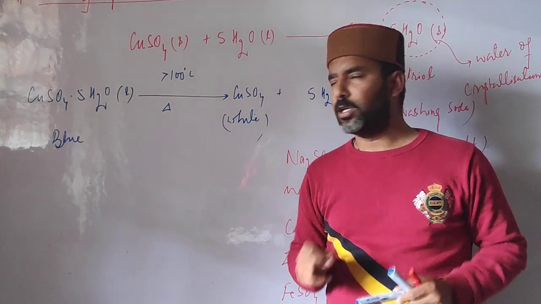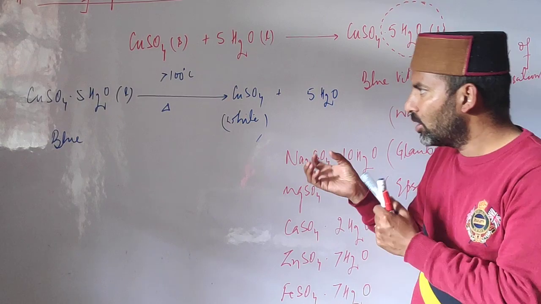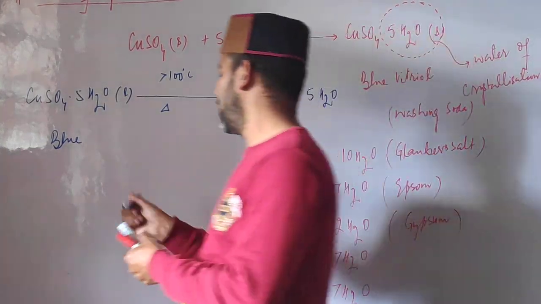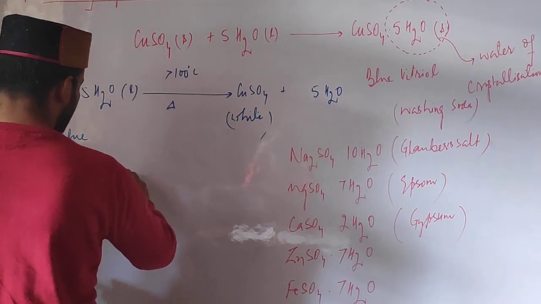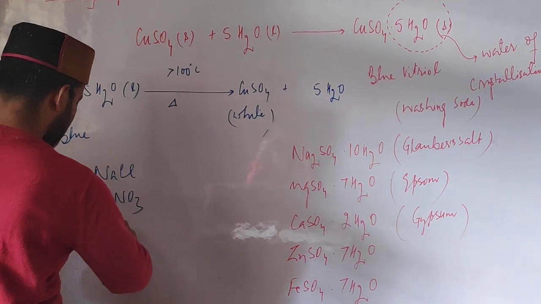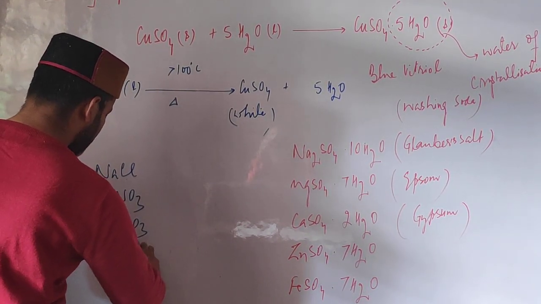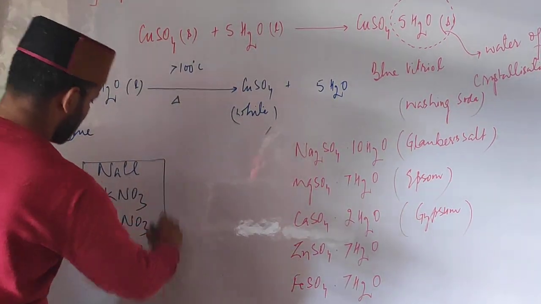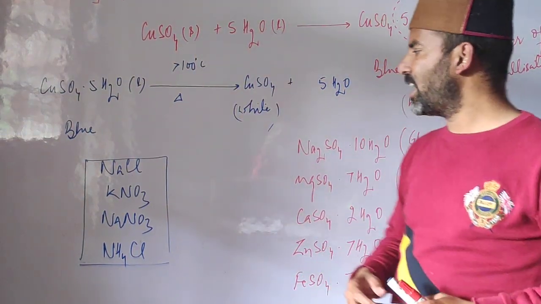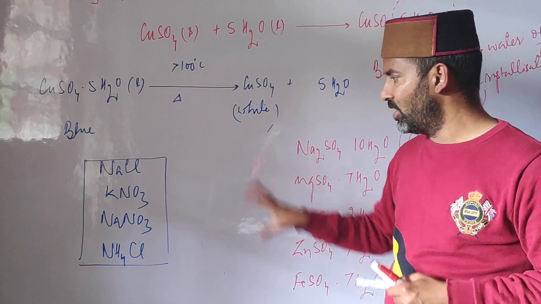Now another important point, students: some salts do not have water of crystallization. There are many salts like rock salt NaCl, then we have nitrates like KNO3, NaNO3, then ammonium chloride, etc. Now students, these salts upon crystallization do not retain any quantity of water. So these salts always exist in an anhydrous state.